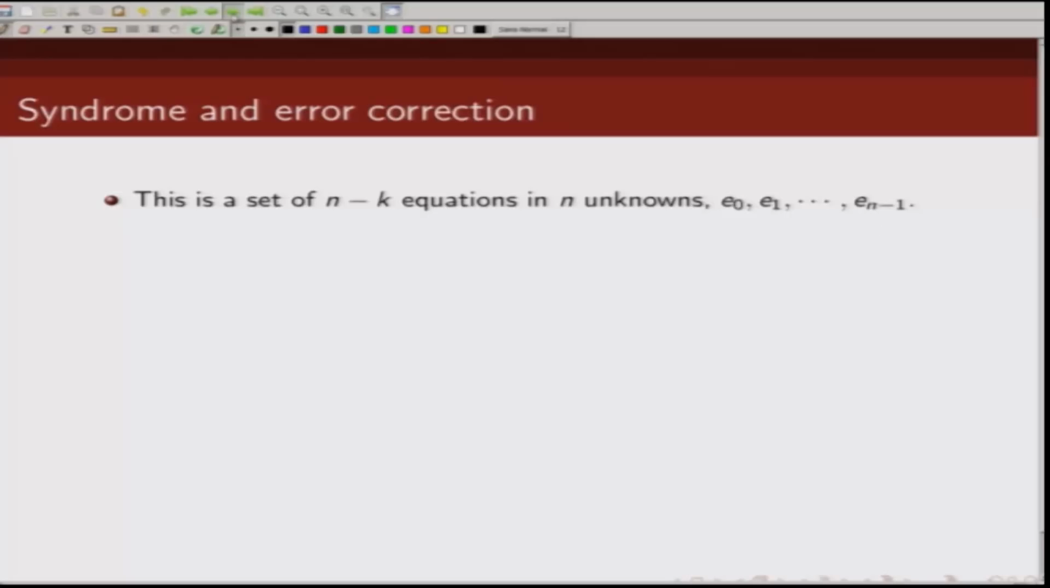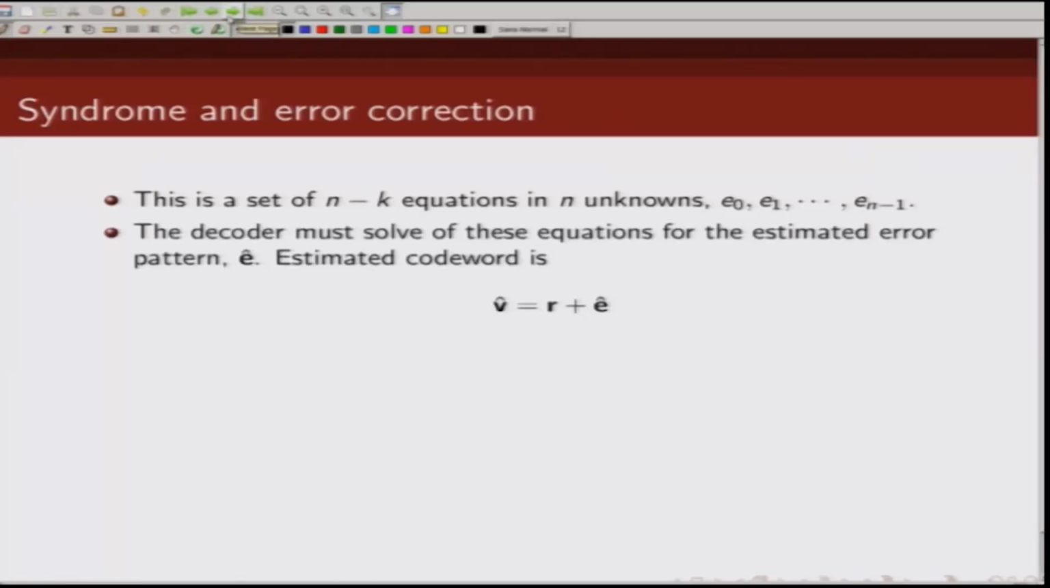So, we have fewer equations and more unknowns, and what we need to do is solve this set of equations to find out what these unknown quantities are, because to find the error pattern we need to know what these Ei's are.